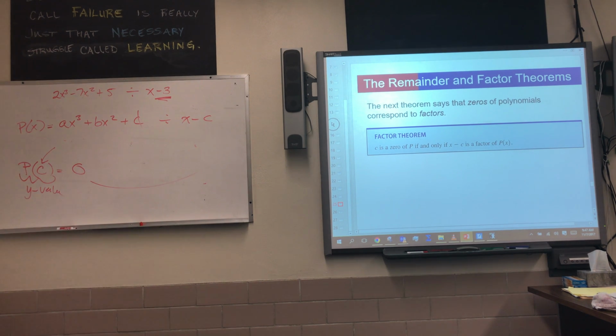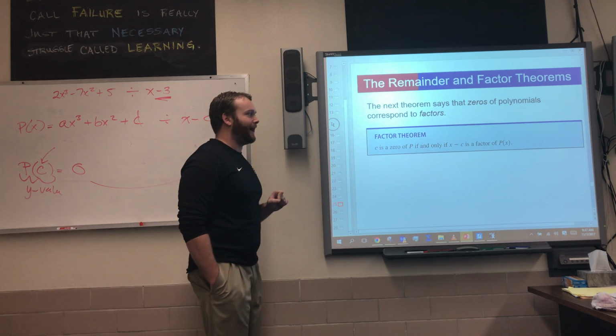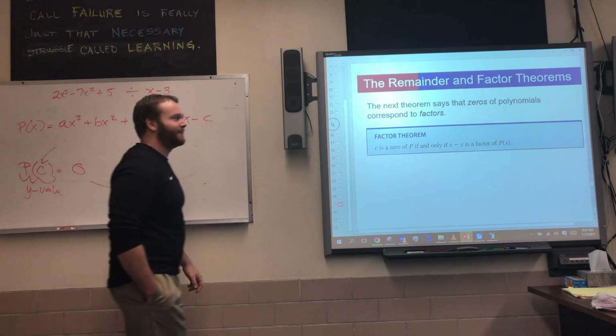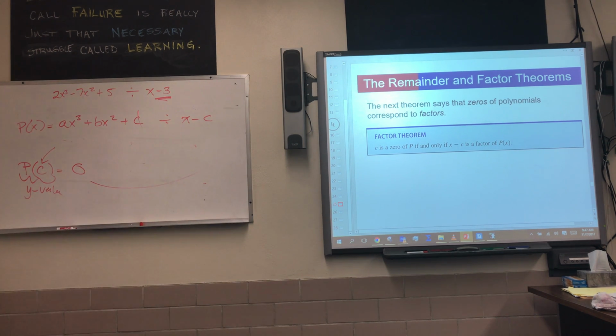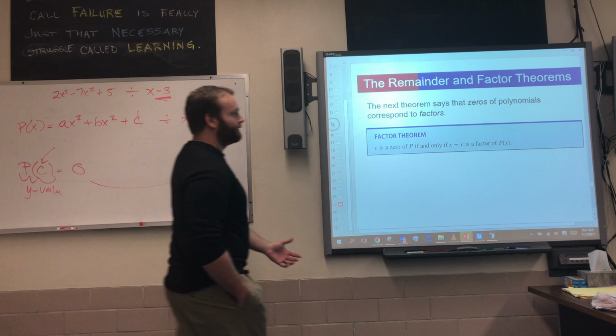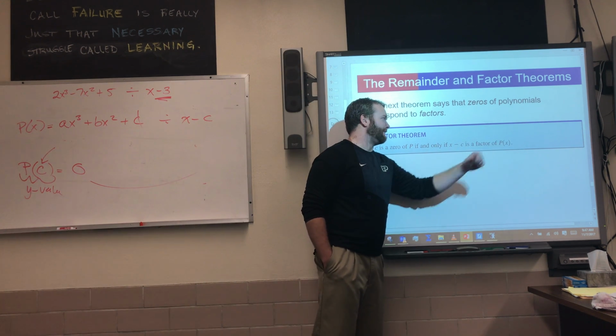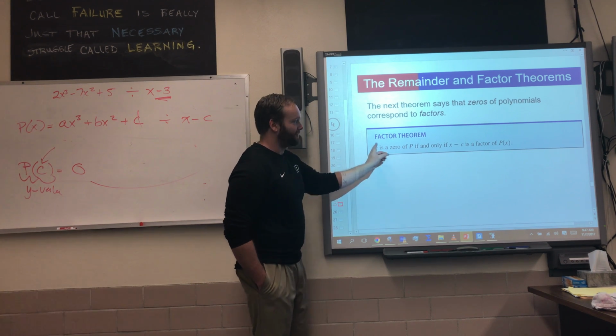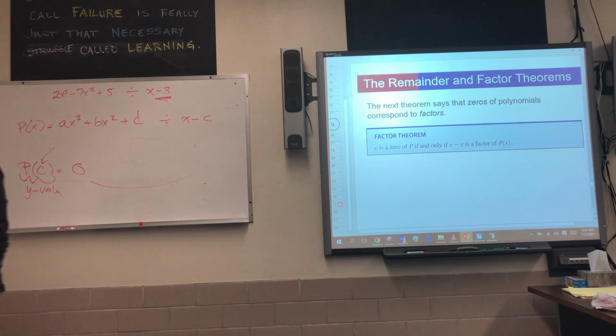And it says c is a 0 of p if and only if x minus c is a factor of p of x. And the way we know that it's a factor of p of x is if our remainder becomes 0. It's an if and only if statement, so we're allowed to flip that and write it as if x minus c is a factor of p of x, then c is a 0 of p, right? So that's a two-way street there when you read that theorem.